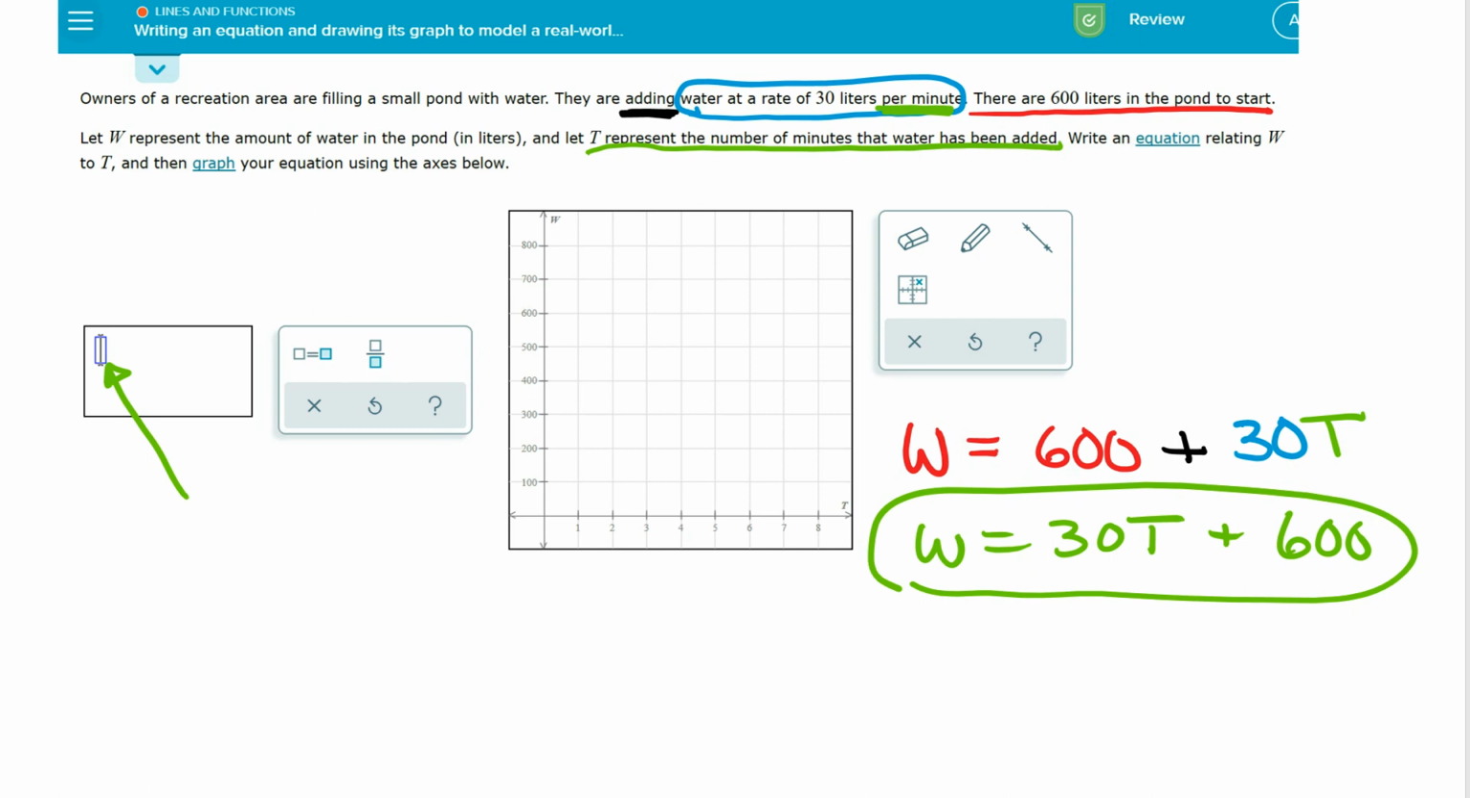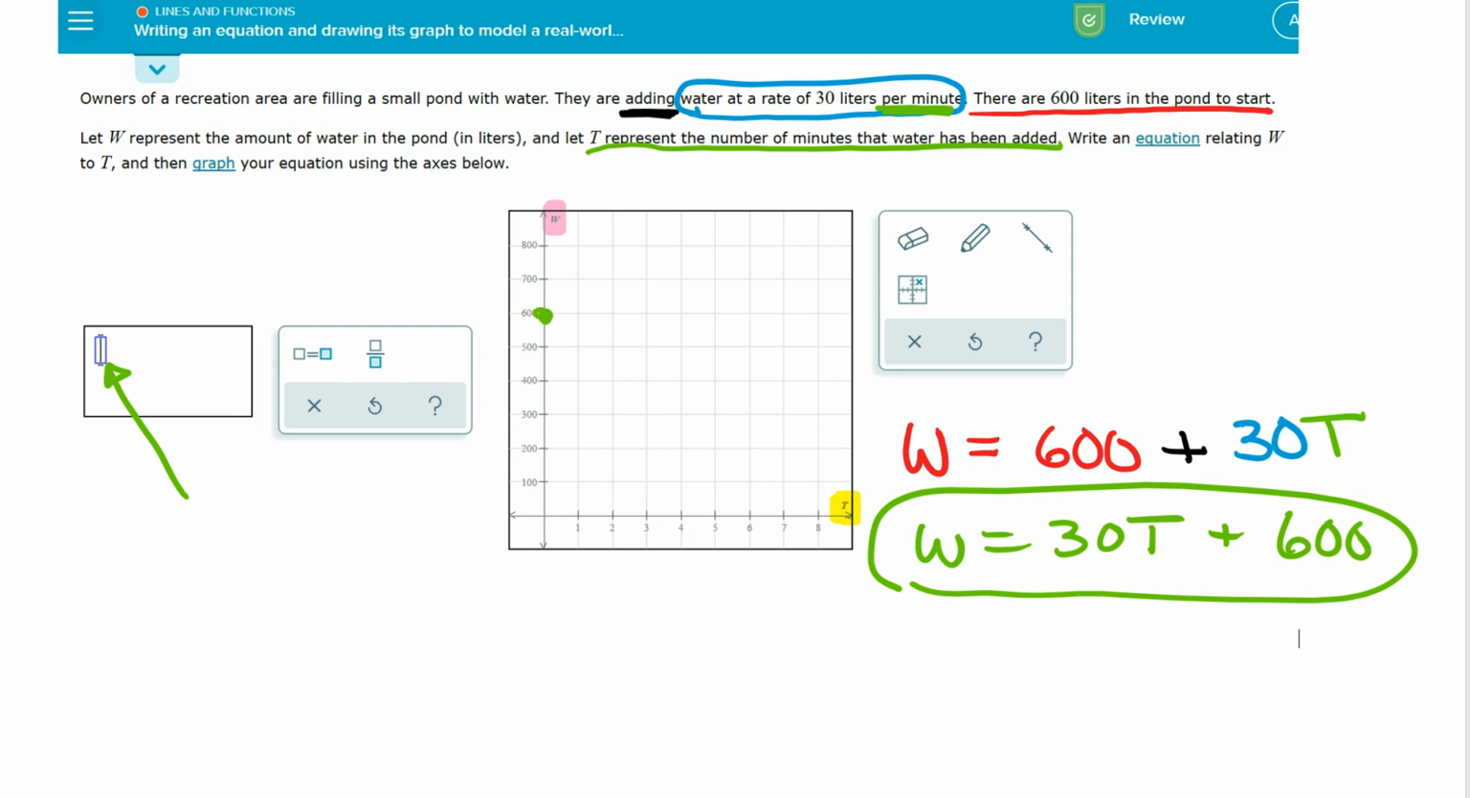All right. And then they're going to want me to graph it. Well, remember, there's 600 liters in the pond to start. That means at time zero. And you can even tell they've labeled it. T is right here on the x-axis, and here's a W right there. So you're going to start this graph on the y-axis at 600. It should start right there.